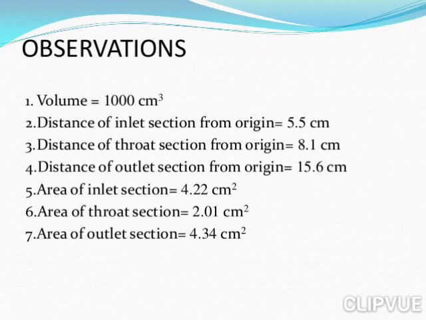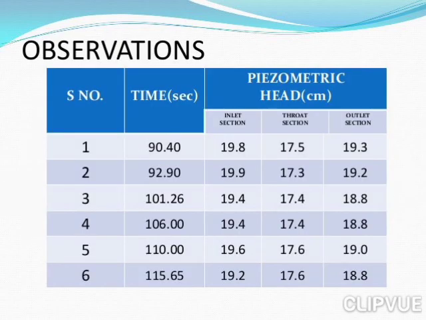The area of inlet section was observed to be 4.22 centimeter square. The area of throat section was observed to be 2.01 centimeter square, and the area of outlet section was observed to be 4.34 centimeter square.